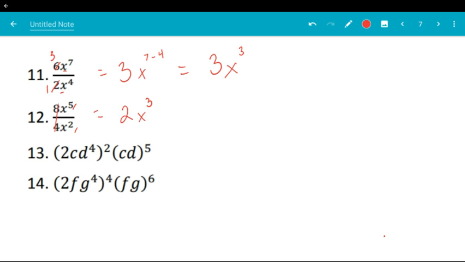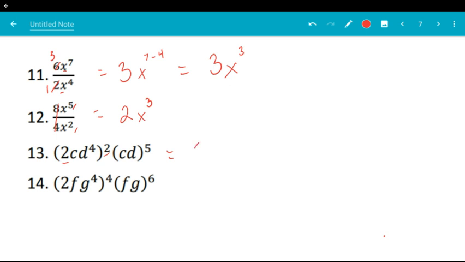For number 13, we have a bunch of parentheses that are being raised to a power. Before I do anything, I have to do what's inside those parentheses. So you could look to see if there's anything inside the parentheses to simplify. There is nothing. So we're going to go ahead and take care of the parentheses by raising everything to the 2nd power.